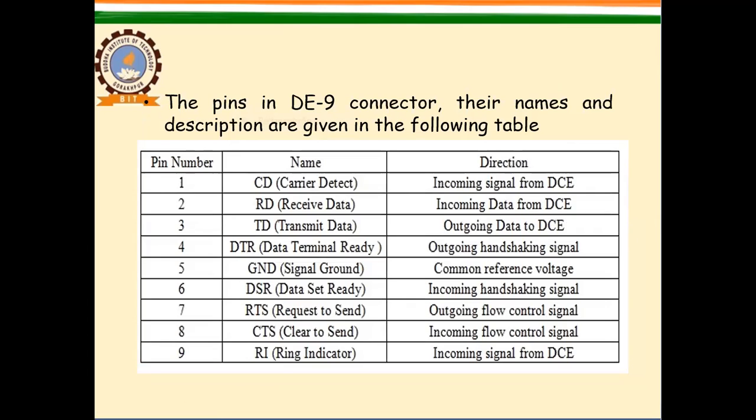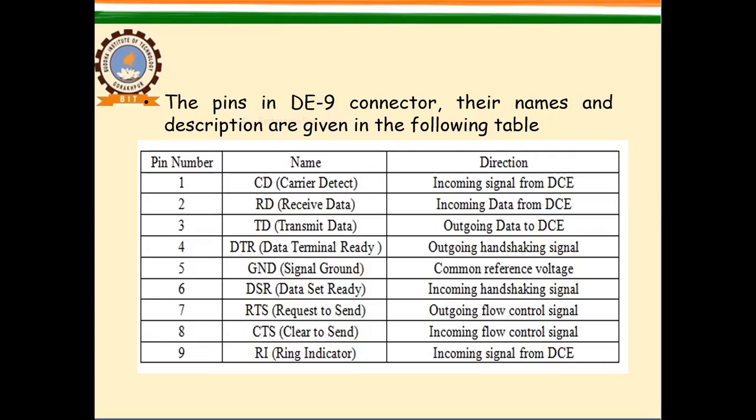If we have to describe the functionality of all the pins, then pin number 1 is used for carrier detect. The signal is coming from DCE to DTE. Pin number 2 is receive data. This is a data line, so this data comes from DCE. Pin number 3 is TD, transmit data, and this data goes to DCE, outgoing data to DCE.